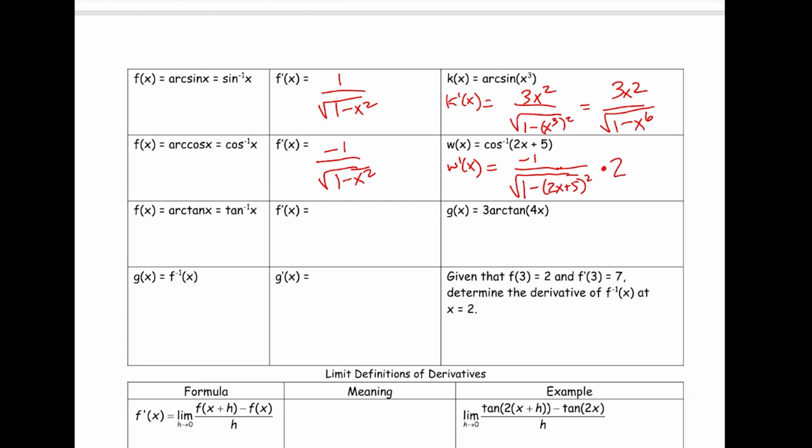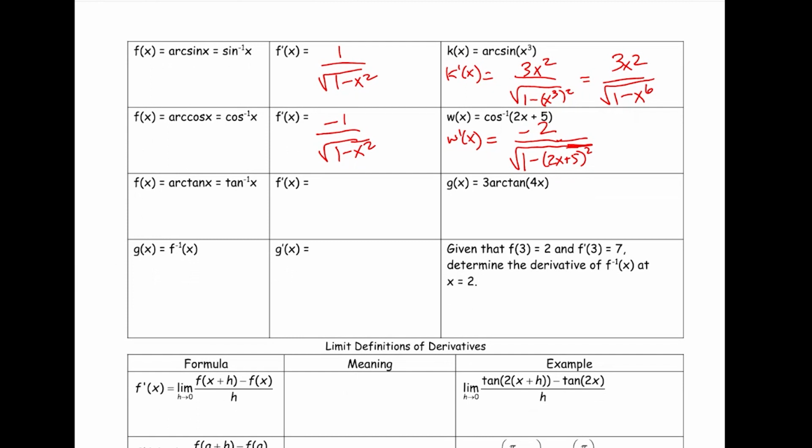But just like we did in the last couple of problems, I'm not going to leave it there. I'm going to do the multiplication here. Negative 1 times 2 is negative 2. And I think I'll leave it like that. There's really no point in multiplying out this binomial. So I'm just going to leave it like that.